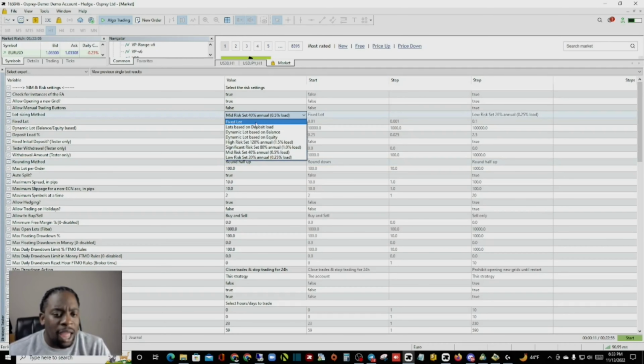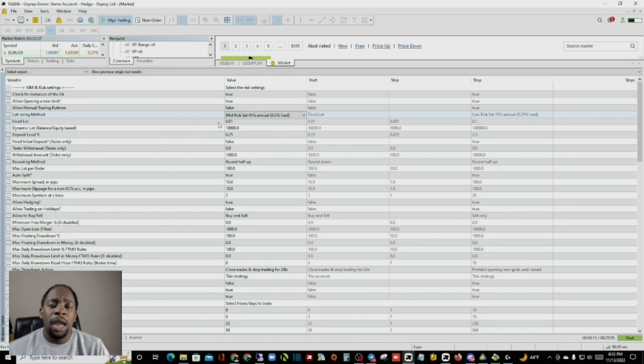You can have different types of lot size methods, whether it's an auto lot or a dynamic lot, or a low risk or mid risk based on whatever percentage you have, which is very effective for people who are not looking to say, hey, I just want to place a fixed lot or anything like that. You want your money to compound based off of whatever percentage you want to place in.